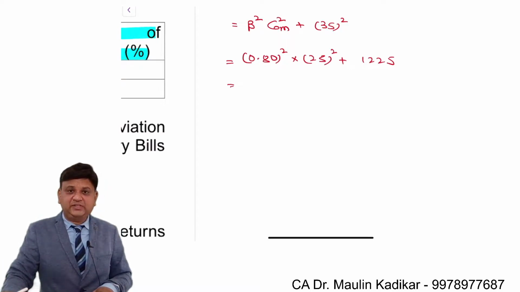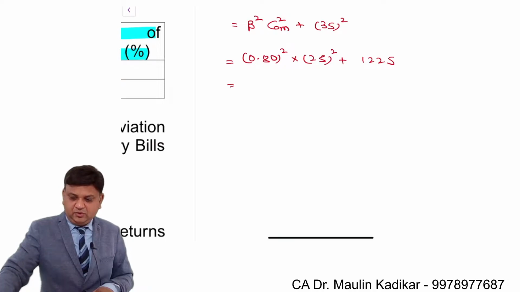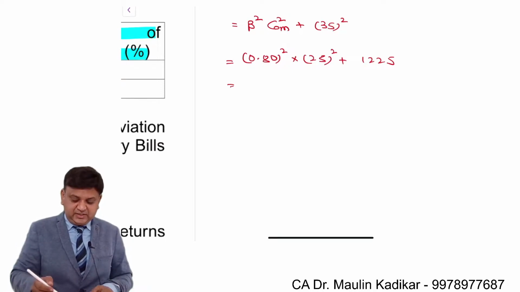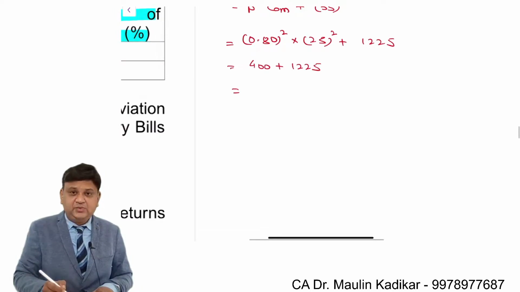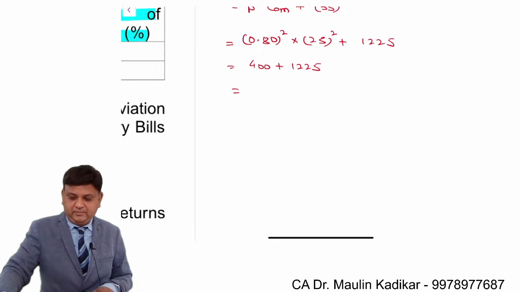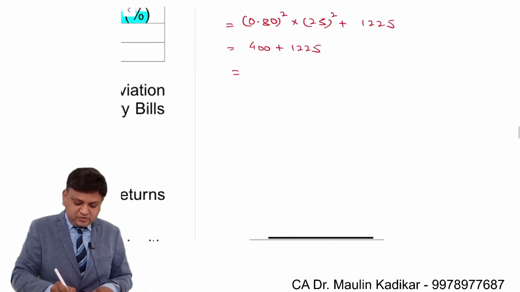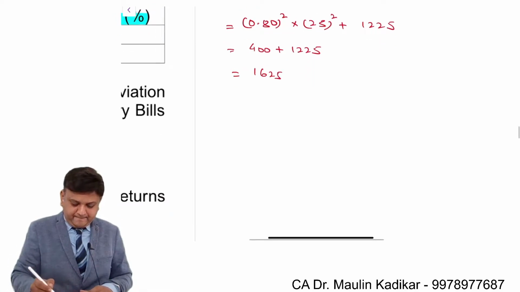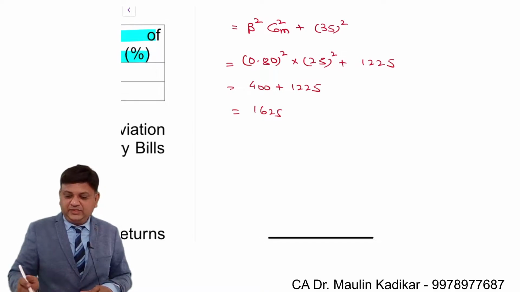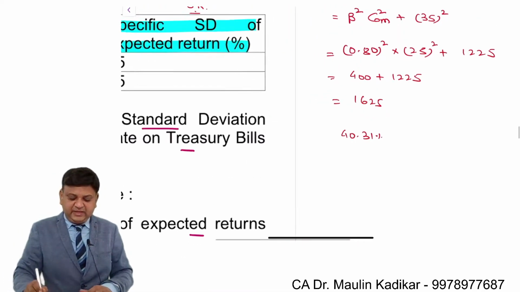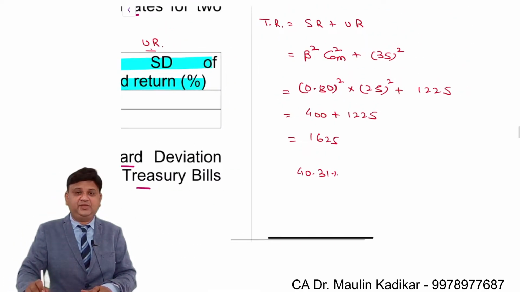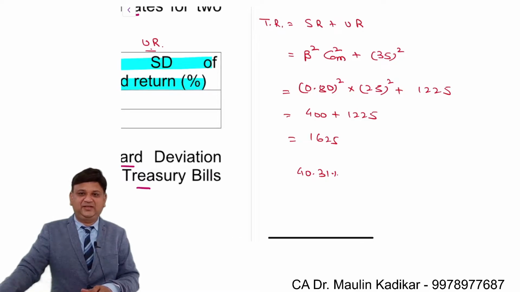Square of 25 is 625 into 0.8 into 0.8, that is 400. Plus 1225. So 1625. And the square root of the same is 40.31. That is the way we can compute the standard deviation. This is what we understand.